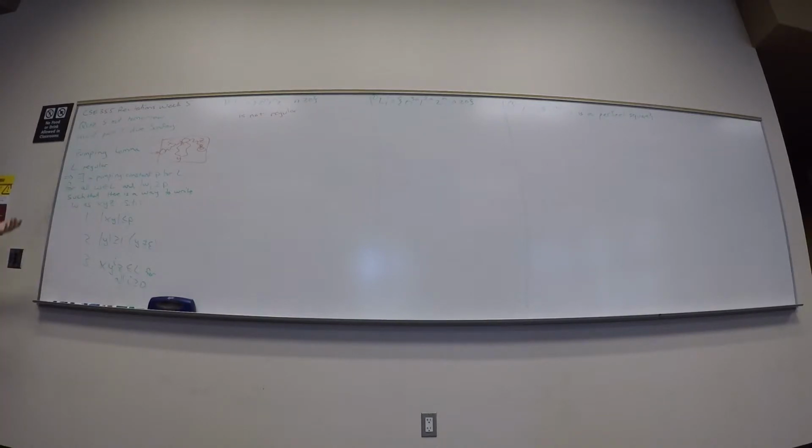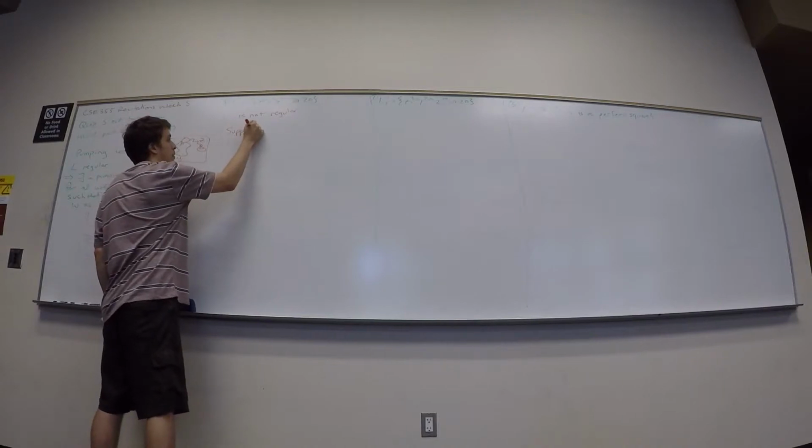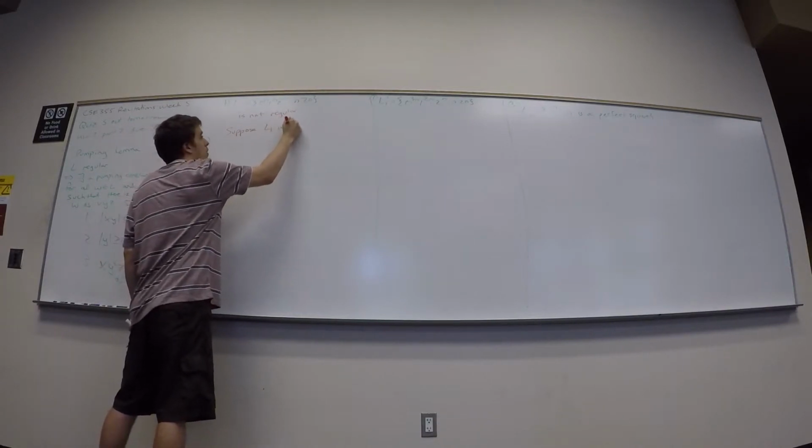Suppose to the contrary. Let's suppose to the contrary that it were regular. And if we get a contradiction, what can I conclude? It's not regular. So let's suppose L1 were regular.